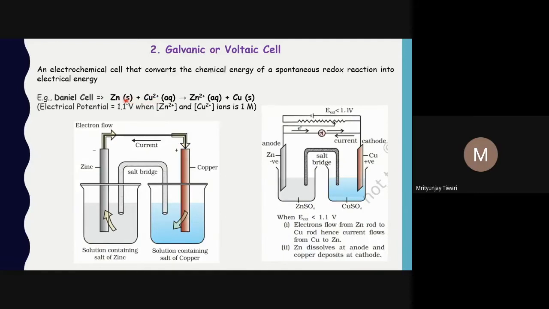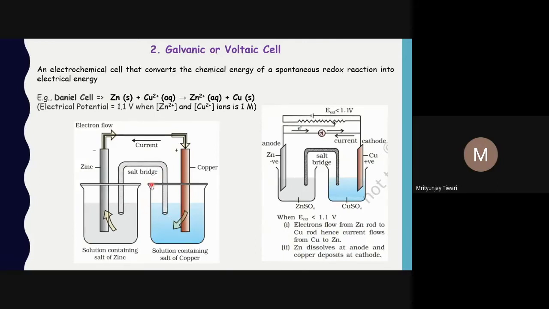So if a zinc rod is dipped into the copper sulfate solution, what will happen? Zinc will dissolve and form Zn2+ ion, and copper will be deposited. So solid copper will be formed. And this is the redox reaction that we know from redox chemistry, and that redox reaction is used in the Daniell cell to produce energy. So let us look at the construction of the Daniell cell.